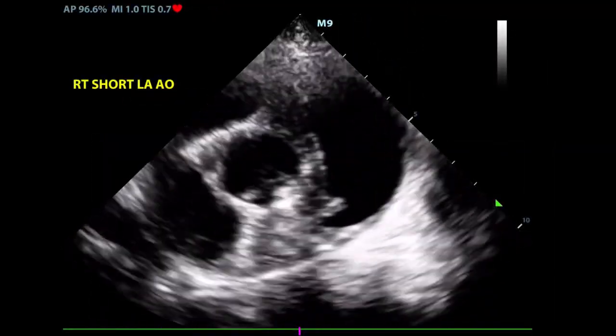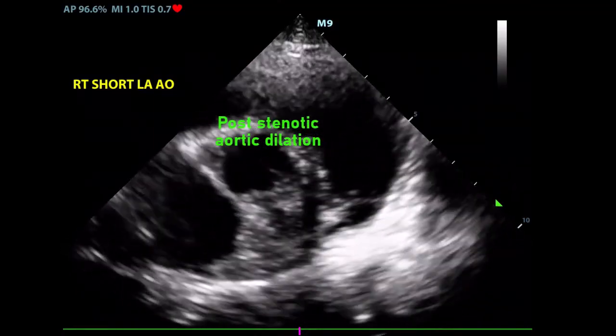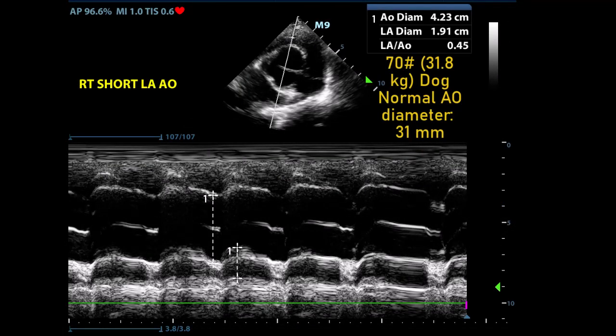This 70-pound dog has severe aortic stenosis with a post-stenotic dilatation of the aorta. Normal maximum aortic diameter is 31 millimeters for this dog's body weight, but the patient's aorta measures 42.3 millimeters. The left atrial measurement is actually at the minimum normal diameter of 19.1 millimeters. The LA-AO ratio is misleading at 0.45 because the aorta is dilated.